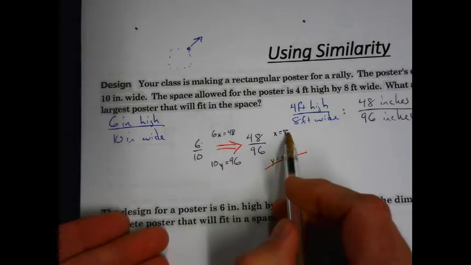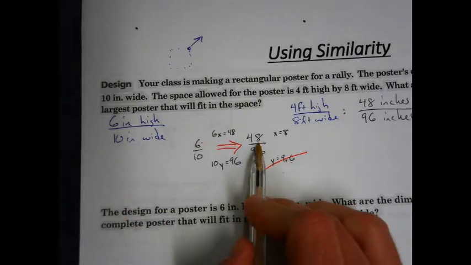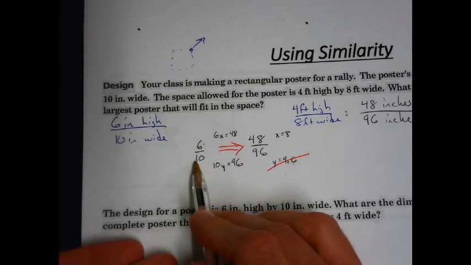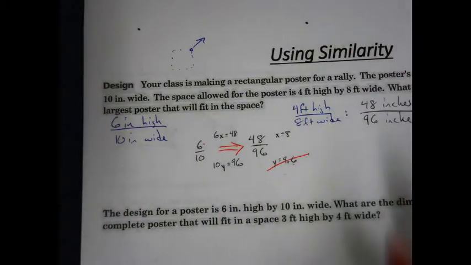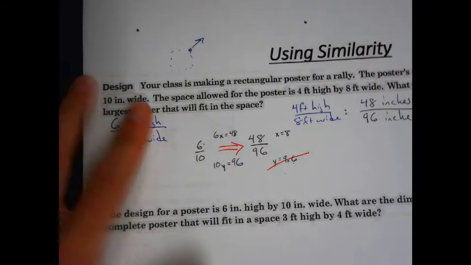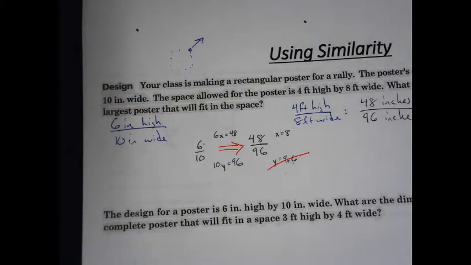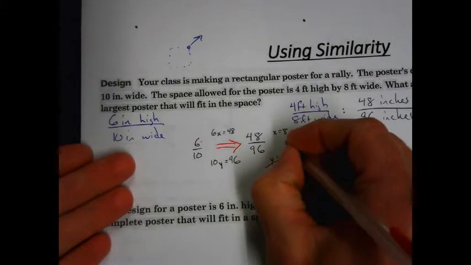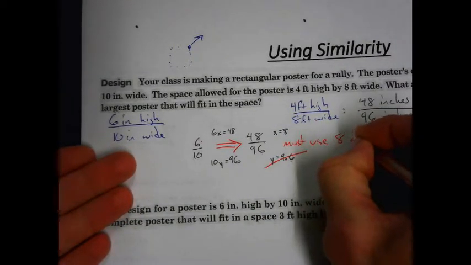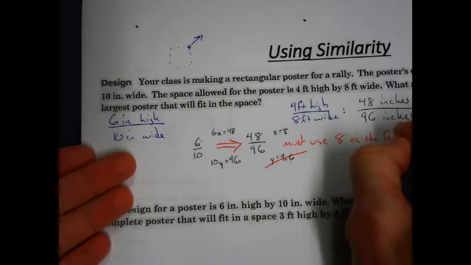If we multiply the height by 8, it's a perfect fit. And if we multiply the width by 8, it would fit in. We'd have 16 inches left over, but that's not the point. That would be the largest poster that would fit. So we know that the scale that we have to use is 8. So we must use 8 as the scale factor.